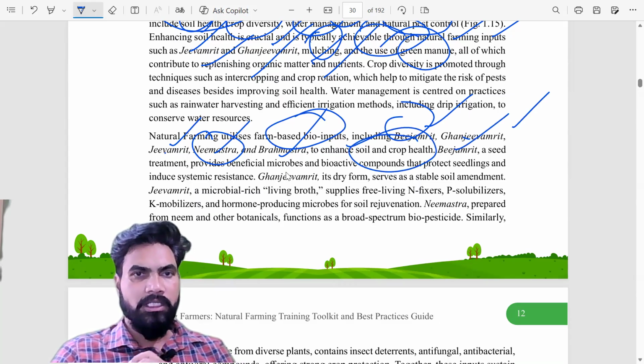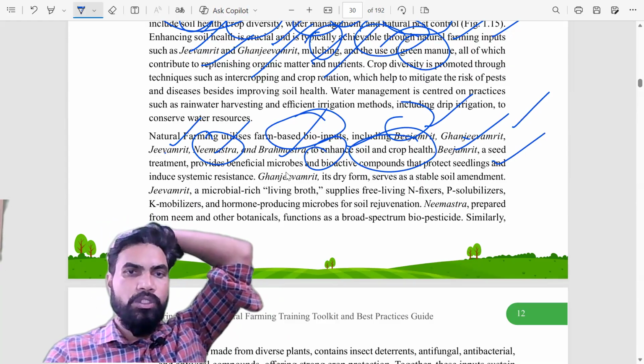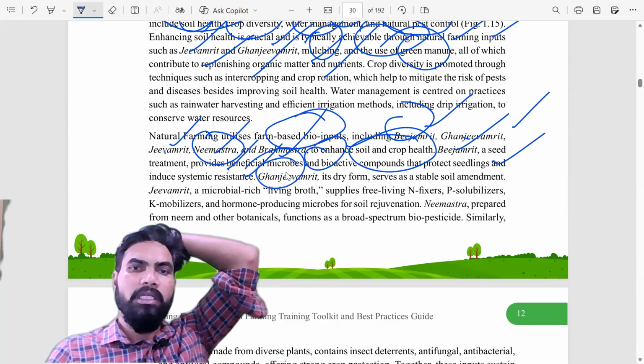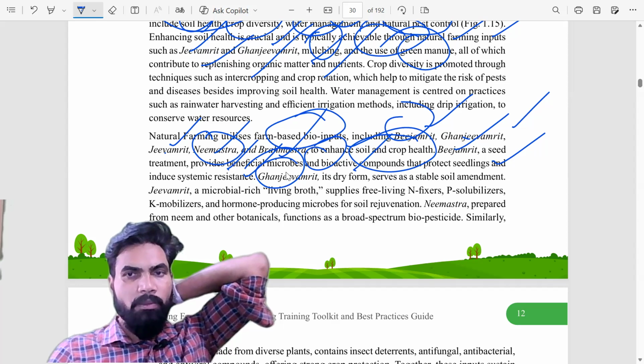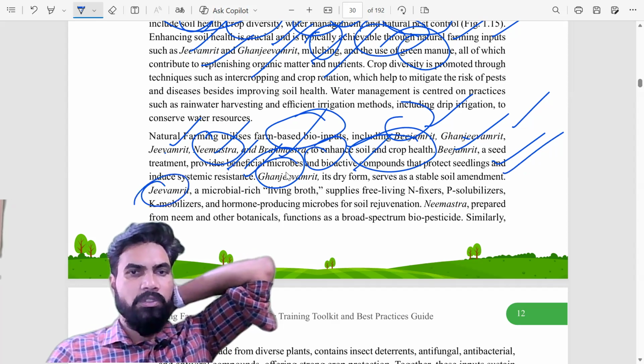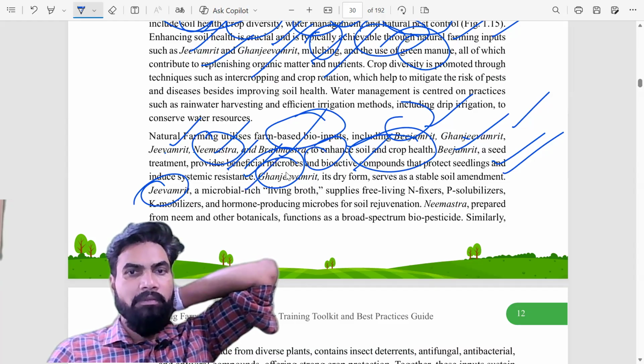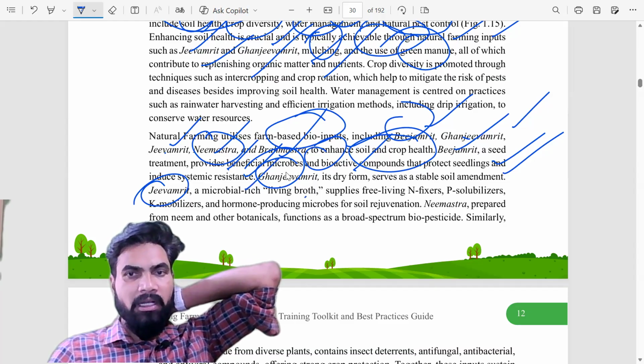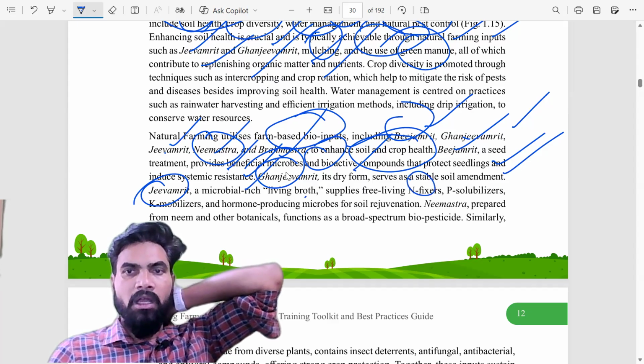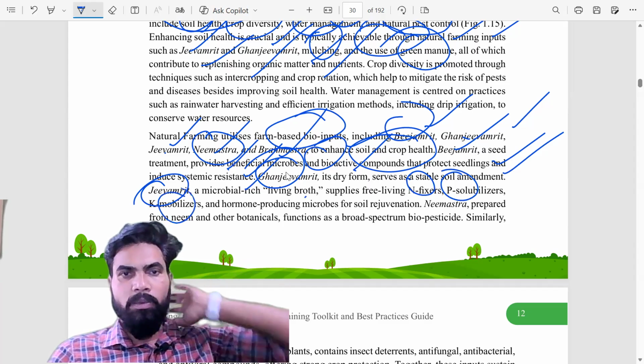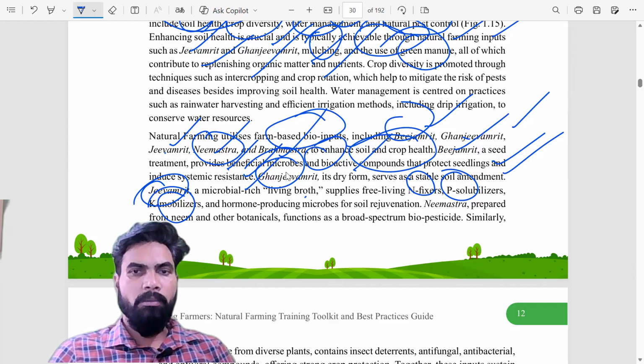Bijamrit is a seed treatment and provides beneficial microbes and bioactive compounds that protect the seedlings and induce systemic resistance. Ganjivamrit, a dry form, serves as the stable soil amendment. Jivamrit is a microbial-rich living culture that supplies free-living nitrogen fixers, phosphorus solubilizers, potash mobilizers, and hormone-producing microbes for soil rejuvenation. So in that way, Jivamrit becomes very, very important.